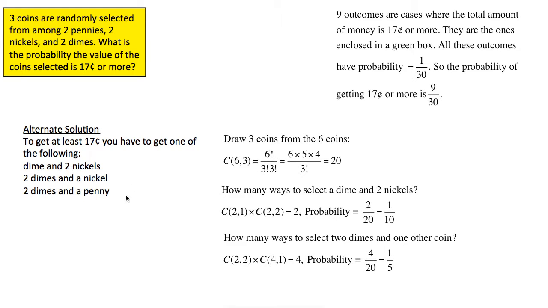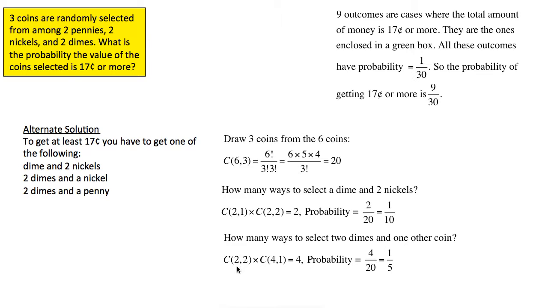The other cases we need to think about are the case of getting 2 dimes and a nickel, and the case of getting 2 dimes and a penny. We can actually roll those 2 cases together. If we put those cases together, what we're talking about is getting 2 dimes and some other coin, which is not a dime. That is, it's either a nickel or a penny. So let's try to count the number of ways of that happening. How many ways to select 2 dimes and another coin, which is not a dime?